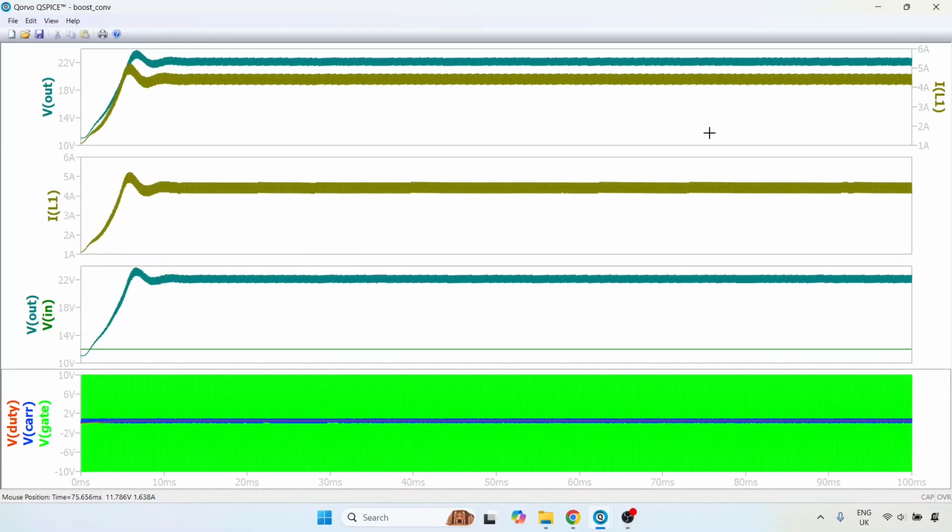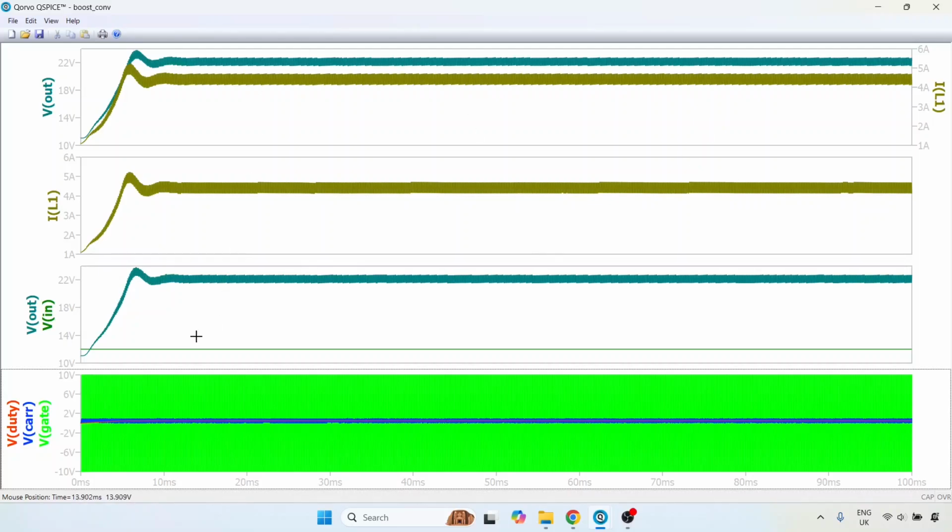Hello everyone and welcome back to this next lecture. So in the previous lecture we had built up the schematic of this boost converter and we had run the simulation to get this particular result. So in this lecture I'm going to analyze these results and I hope you also have taken a moment to actually browse through these results and see what we get.